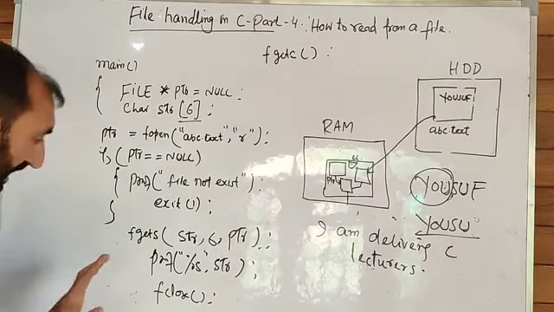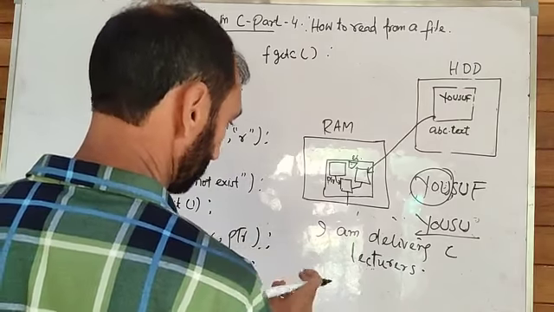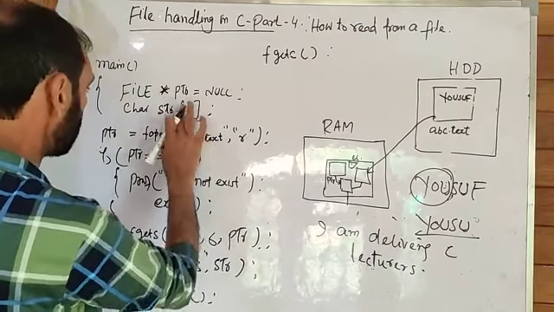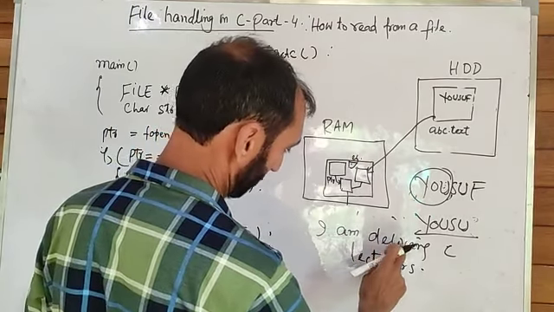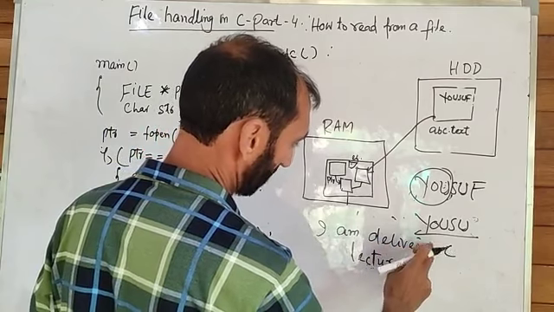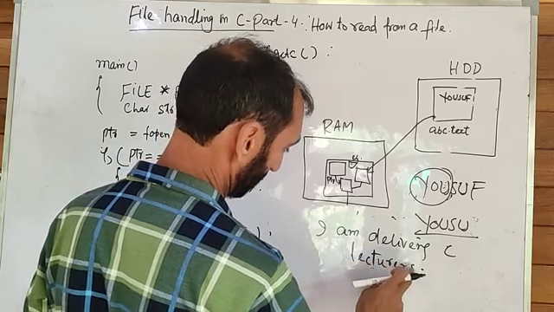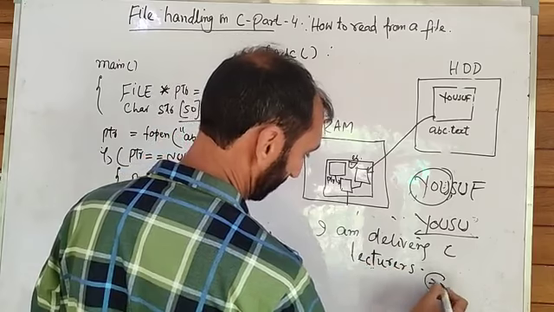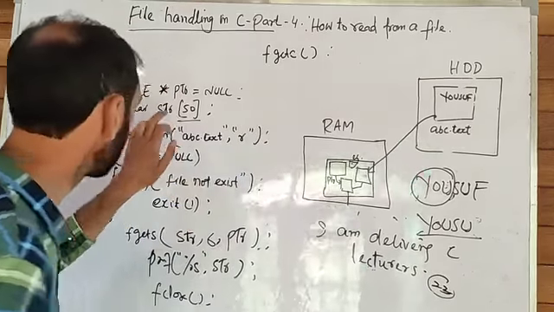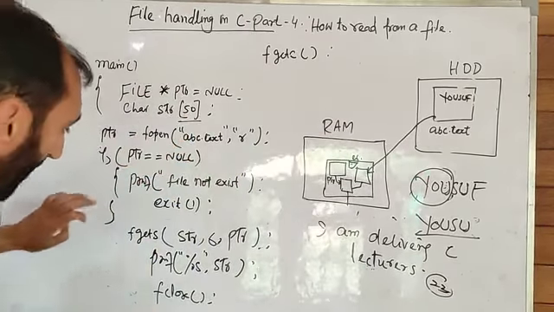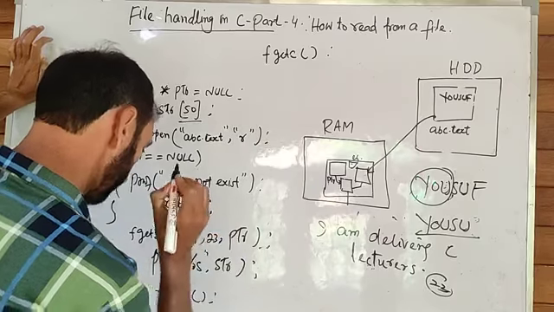So we can also write this by, for example, increasing the size to 50. Then how many characters are there? 1, 2, 3, 4, 5, 6, 7, 8, 9, 10, 11, 12, 13, 14, 15, 16, 17, 18, 19, 20, 21, 22. That means a total of 23, including the null character. The total number of characters is 23. I have specified the size 50 here.